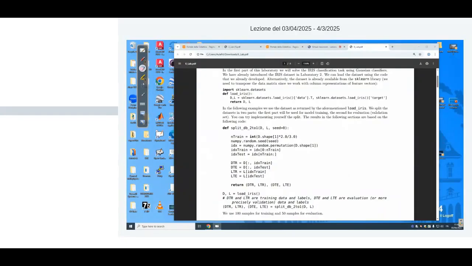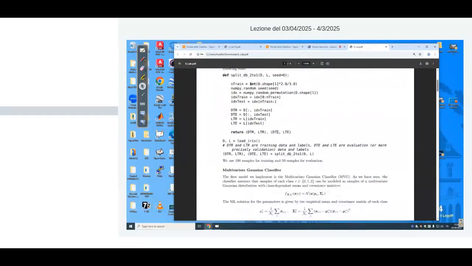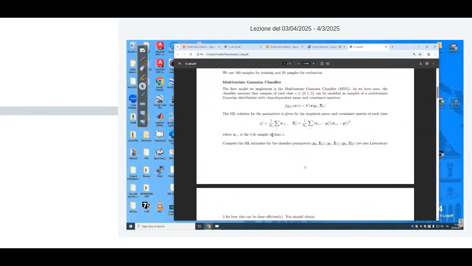Now, how do we implement these two steps? Well, for the splitting, you already have the functions. We'll use the same function we used for LDA, but this time we will apply it to the full dataset. So we split the 3-class problem into training and validation, and then we need to train our model. The first step of the laboratory will involve the multi-class task, and then we will specialize it for a binary problem in the second part.